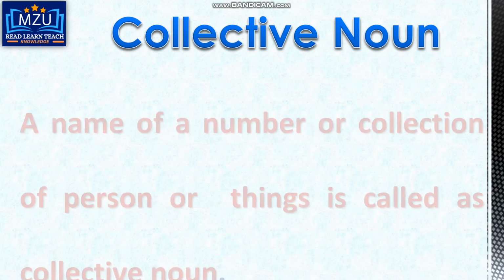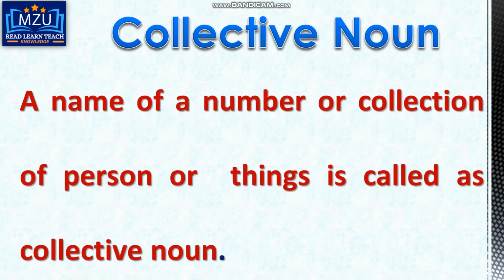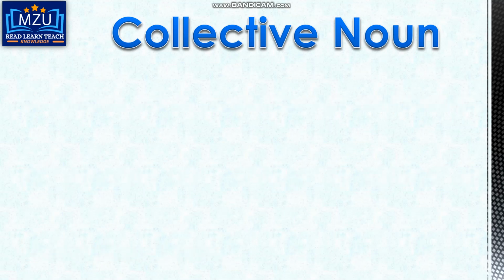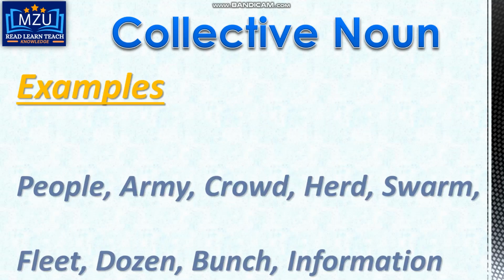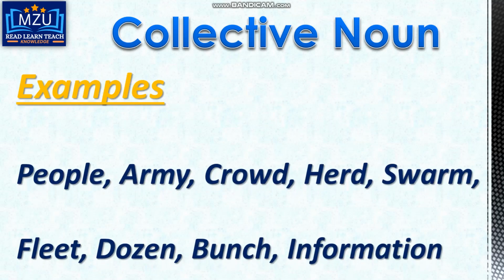Now coming towards collective noun. A name of a number or collection of persons or things is called a collective noun. Examples of collective noun include people, army, crowd, herd, swarm, fleet, dozen, bunch, information. These are all collective nouns because they either represent a collection of persons or a collection of things or a number of things.